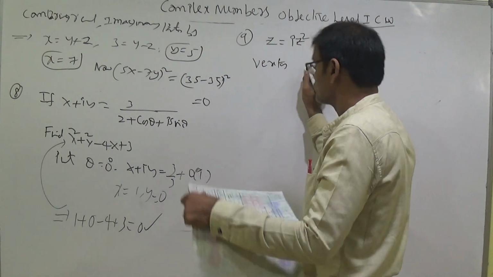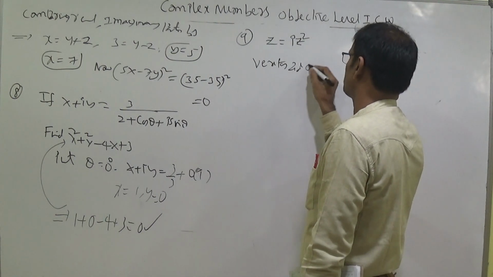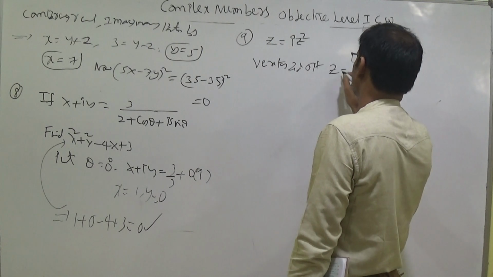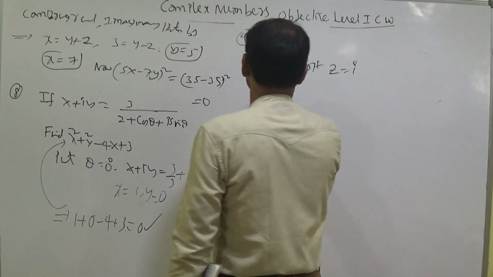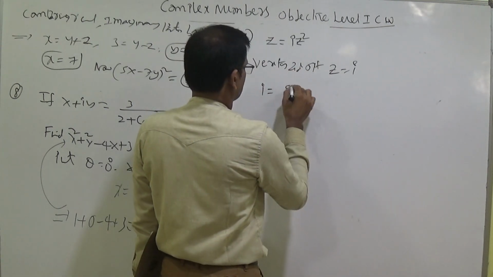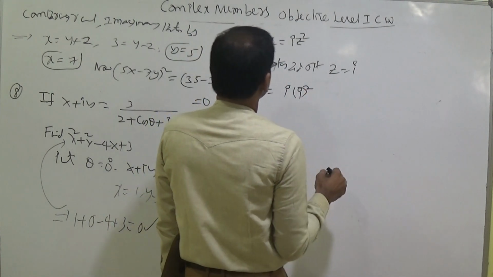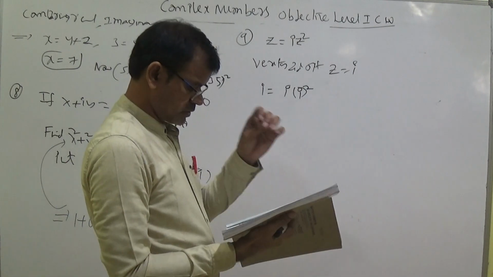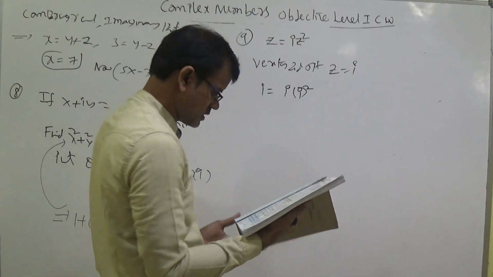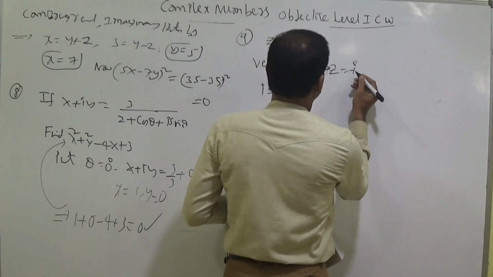Z square. So verify the second option. Z is equal to I. Put here I is equal to I into I square. Second option is not possible. Second option is minus I. First option is not possible. Z is equal to minus I.